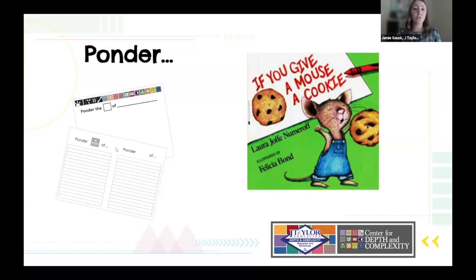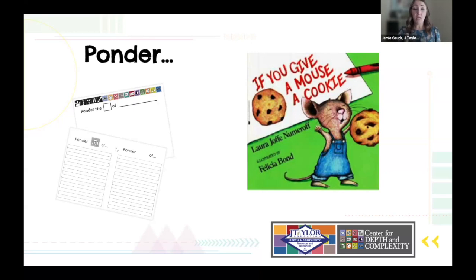And then I'll say, okay, so I want you to use rules to examine If You Give a Mouse a Cookie. So they would draw in their icon and then they would write in the topic I've asked them to ponder. And then they're going to jot their thinking down at the bottom. And of course, you can give them the context of what you want that to look like, especially depending on the grade level and where your learners are at.